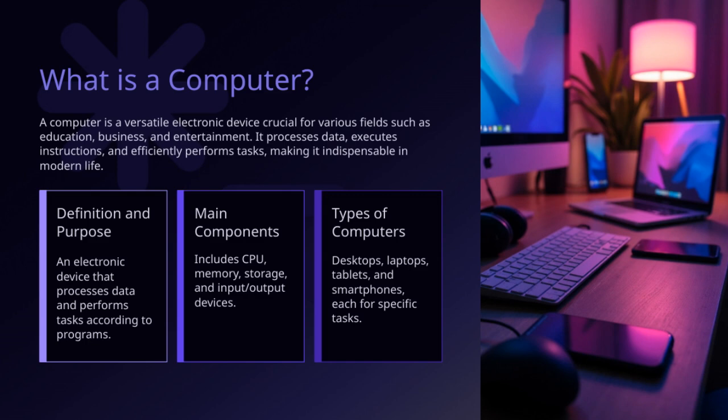Now moving on to the main components of a computer. At its core, a computer includes key parts like the CPU, which is the brain that processes information, memory, which temporarily stores data, storage devices, where information is saved long-term, and input-output devices, such as keyboards, mice, and monitors, that allow us to interact with the machine.